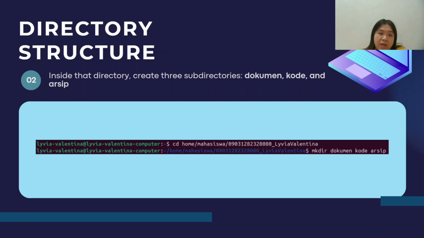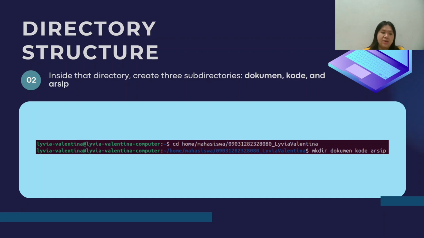And the second question is, inside the directory create three subdirectories such as document, code, and archive. First we enter the directory using cd home/mahasiswa/nim_nama, and then we create the three subdirectories using mkdir document code archive, so that we have three subdirectories, document, code, and archive, in directory nim_nama.